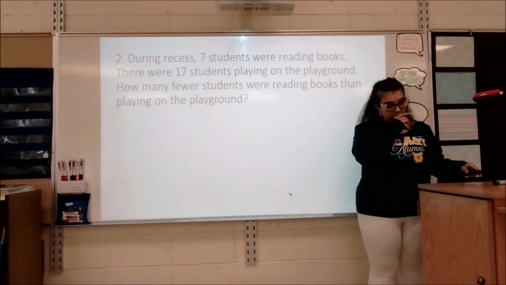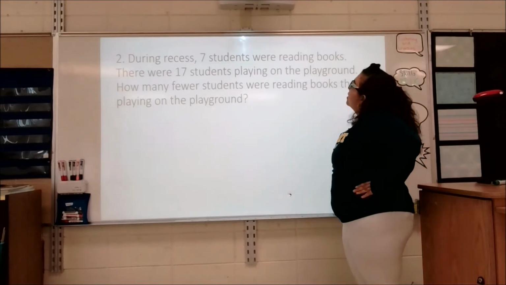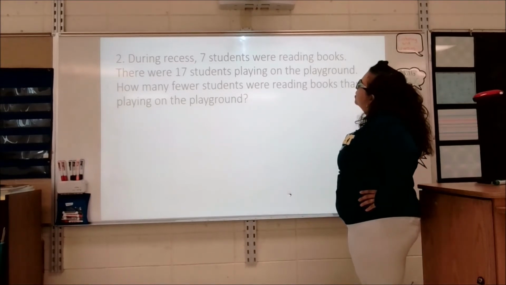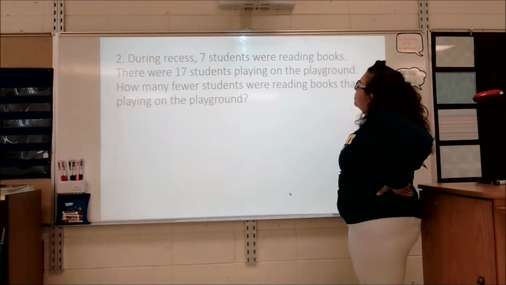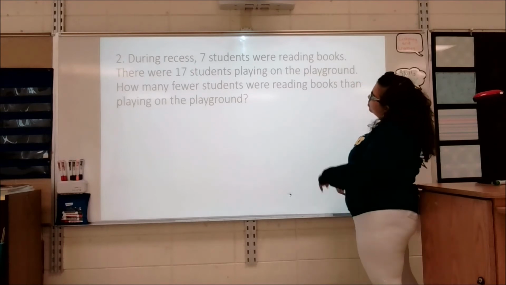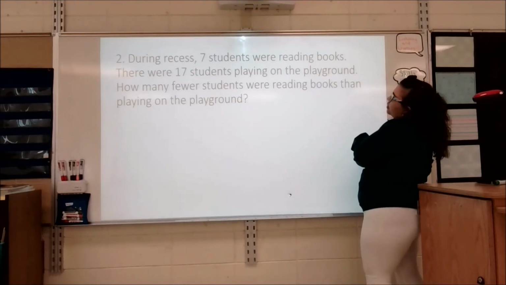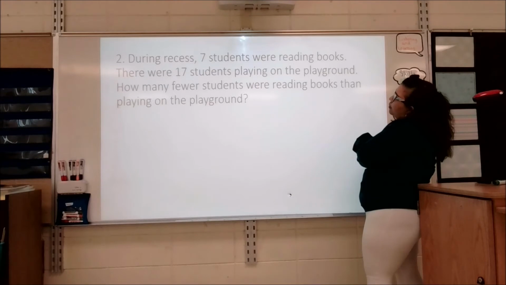Number 2 says, during recess, 7 students were reading books. There were 17 students on the playground. How many fewer students were reading books than playing on the playground?